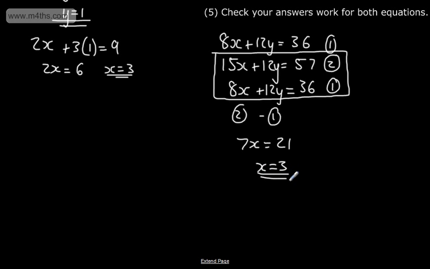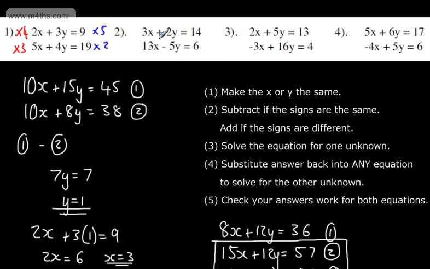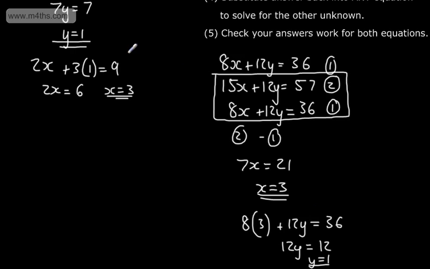So this time I've solved for x first. Now I'm going to solve for y. We can plug it back into either. I'm going to put it in this one right here. We're going to have 8 lots of 3 plus 12y is equal to 36. So 12y is going to be 36 minus 24, which is 12. And we can see that y is equal to 1, and we already knew that.